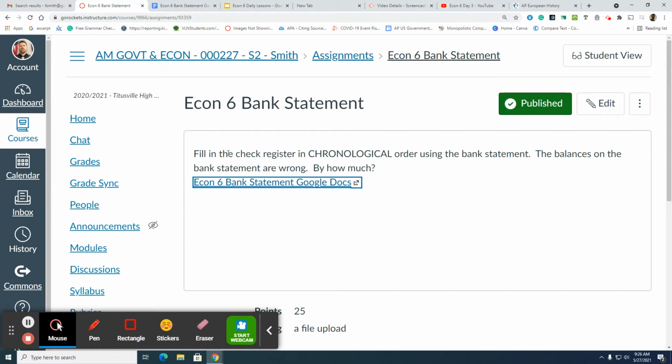So what you'll be doing here is you'll fill in the check register in chronological order using the bank statement. Because the bank statement is incorrect, and even if the bank is incorrect, it's still up to you to find the problem, because let's say they give you more money, you'll have to pay it back. So even if they mess up, it's still your problem.